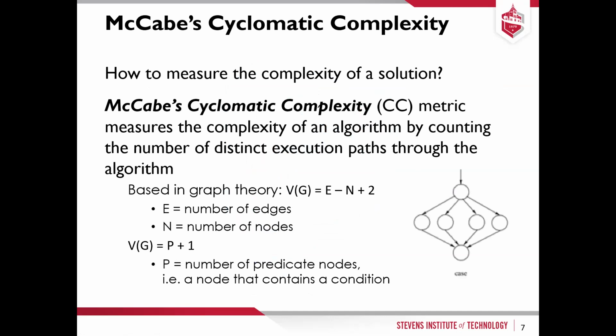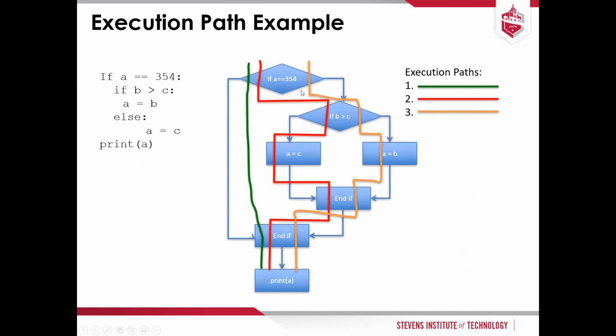How can I take advantage of that? I can look at the number of nodes and the number of edges to understand the complexity or predict the complexity of the function that I want to work with. What do I mean by edges? The linkage between each two nodes that I have. What is the node? It's one functionality. In this example, if A equal to 354 is one node for me, then the linkage between this and the next condition that I need to look at, if B greater than C, is an edge, right?